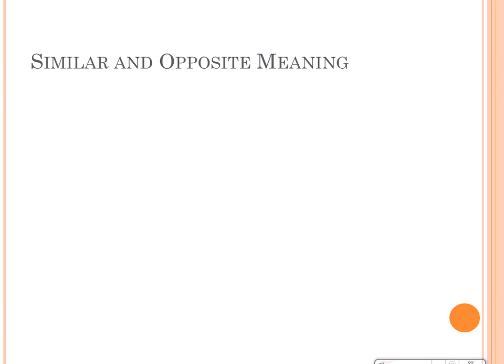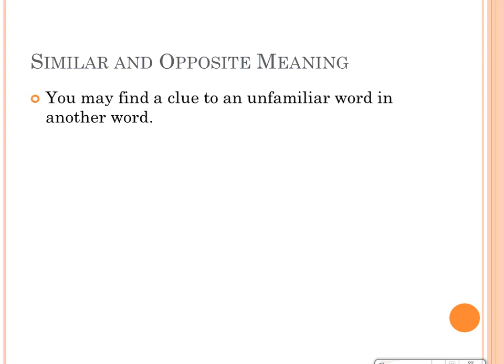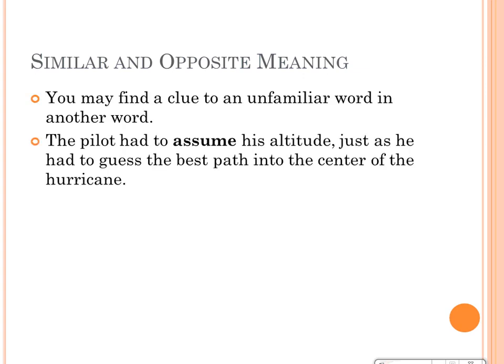Sometimes you may find a clue to an unfamiliar word in another word with similar or like meanings. Use a context clue in the following sentence. Find the meaning of assume. The pilot had to assume his altitude, just as he had to guess the best path into the center of the hurricane. The words just as suggest that assume means the same as guess.